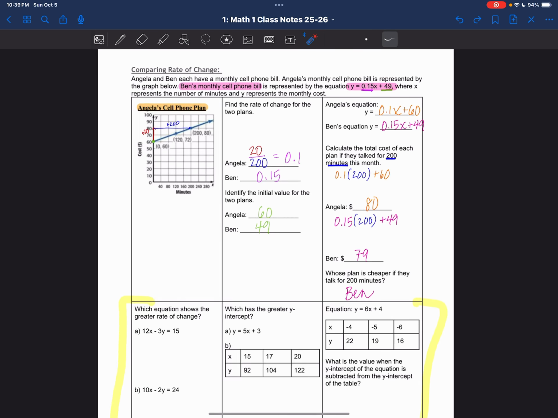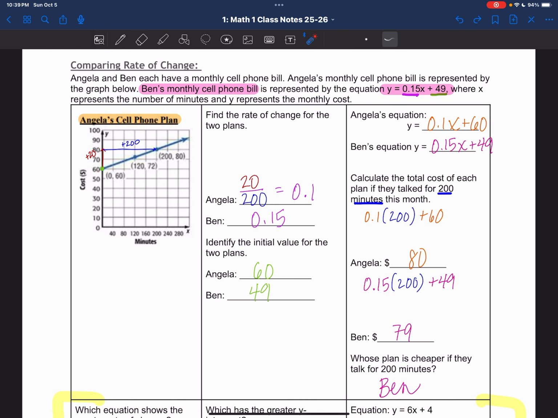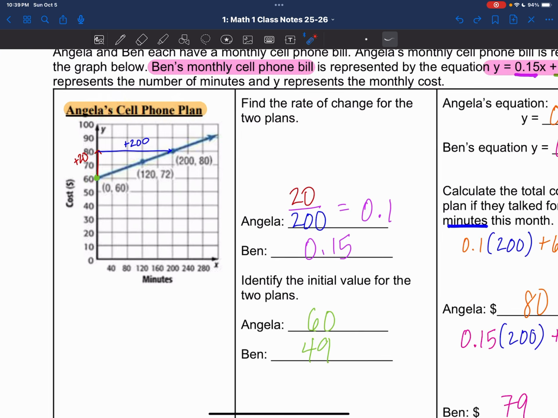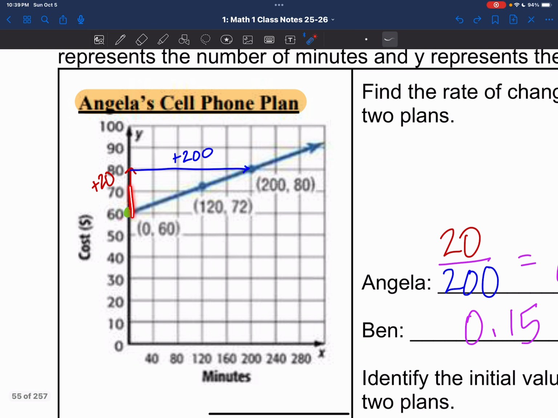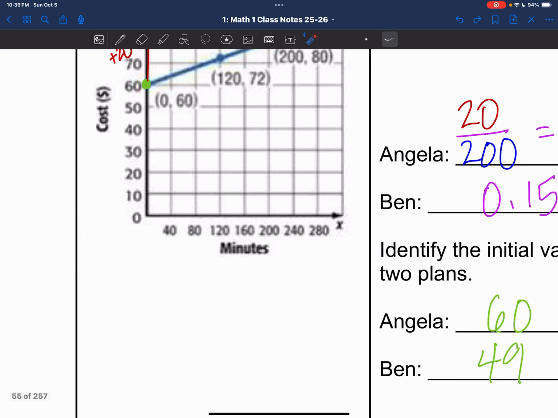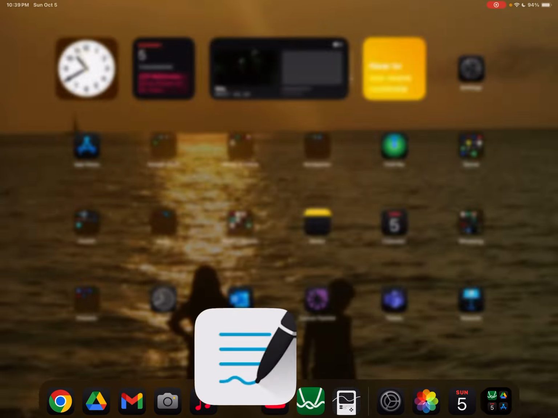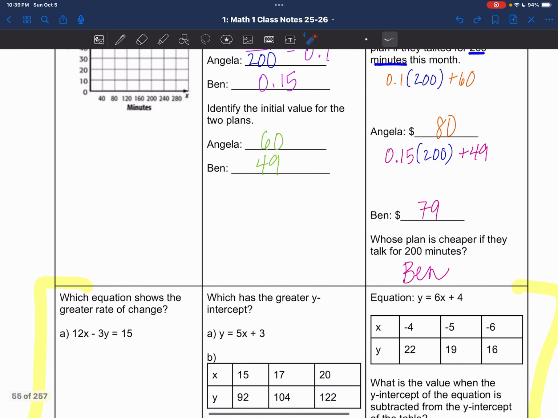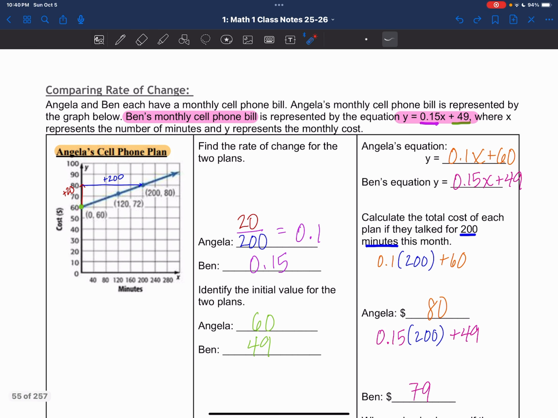All right, so now we're going to compare rate of change. So it's giving us all this information and we're going to look at it. Well, here it's Angela. Ben is this equation up here. So Angela's, again, watch what we're counting by, because when we go up, you're actually going up 20. And then here, watch what you're counting by. You're actually going over 200. So for Angela, her slope, Angela's slope is y over x.